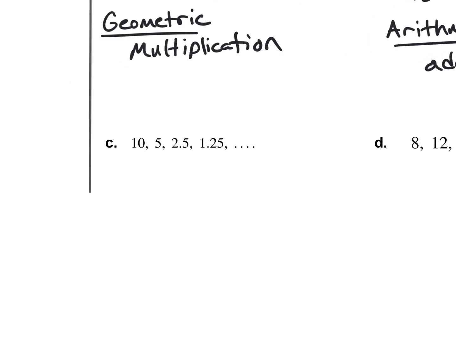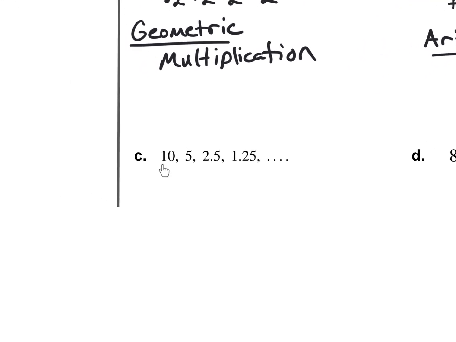In part C, we go from 10 to 5 to 2.5 to 1.25. So we're not subtracting by 5. Instead, we're actually dividing by 2 at each of these steps. So 10 divided by 2 gives us 5. 5 divided by 2 gives us 2.5. And 2.5 divided by 2 gives us 1.25.